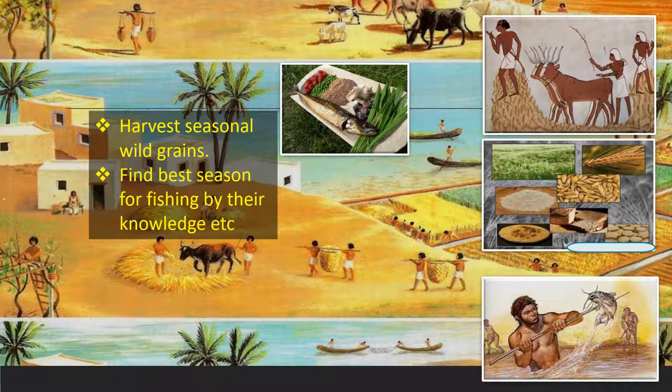Harvest seasonal wild grains. Due to changes in season, humans learned to harvest wild grains and also learned to work in the field, grow most of the wild grains, and gather seasonal fruits and roots which they got in different seasons and store them in the storehouse. As they started to live near the seashore, they hunted fish and, with their knowledge and advantages, tried to solve problems according to seasonal changes.